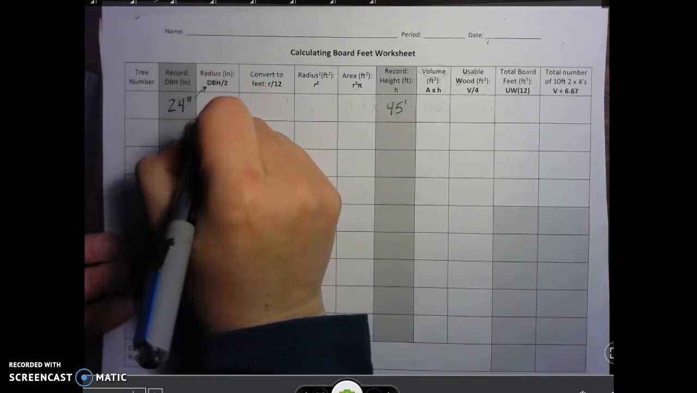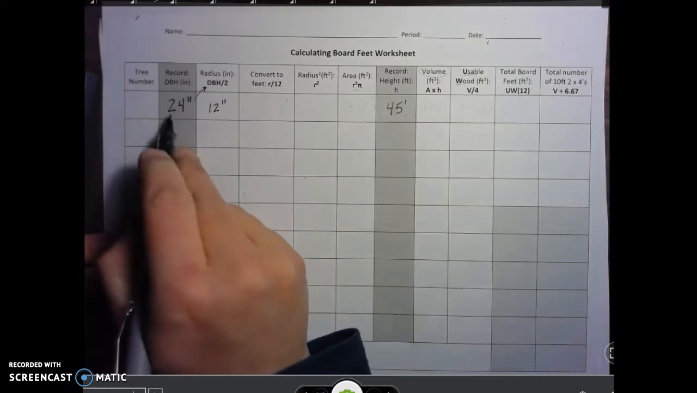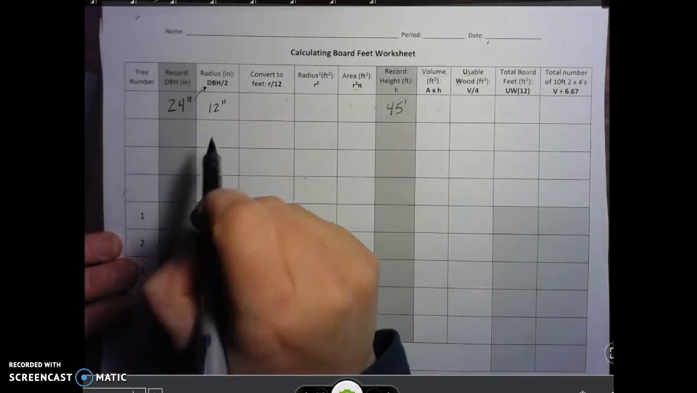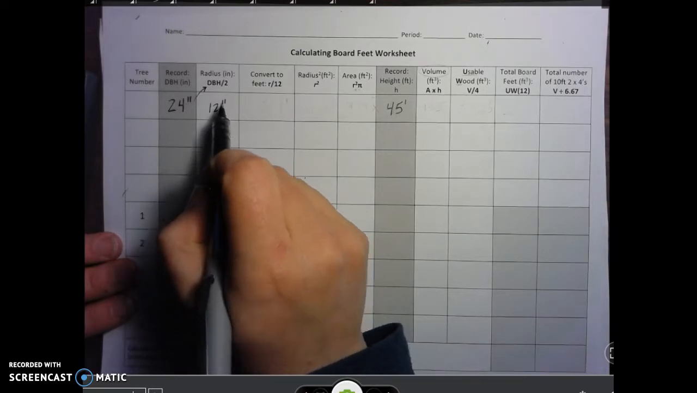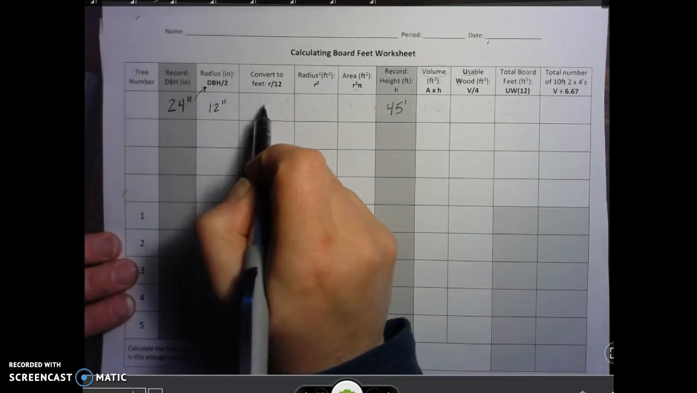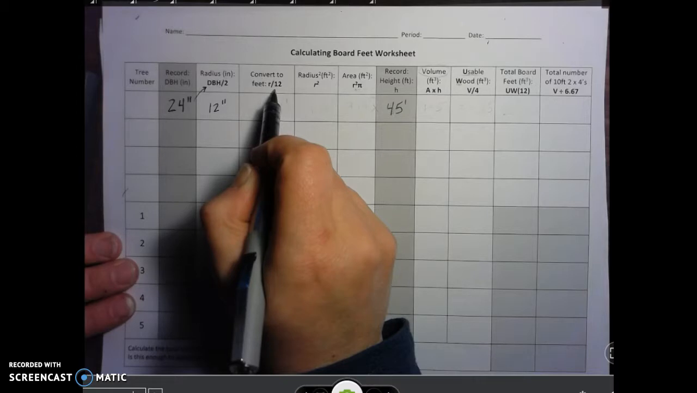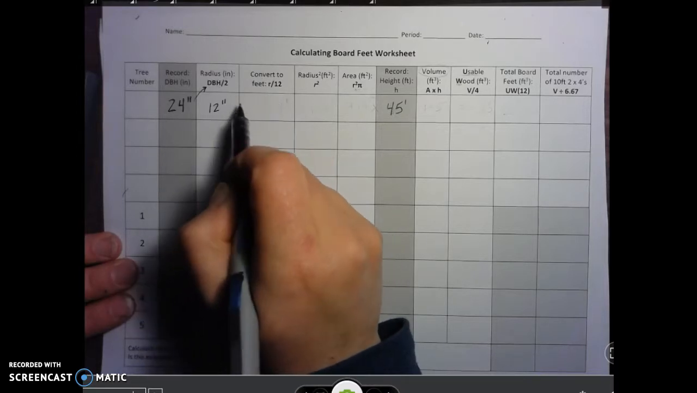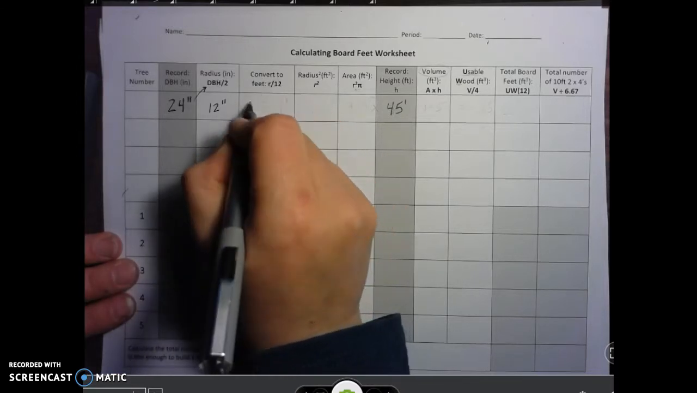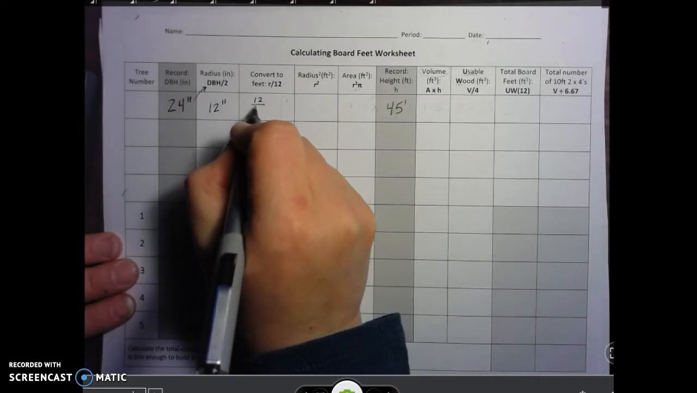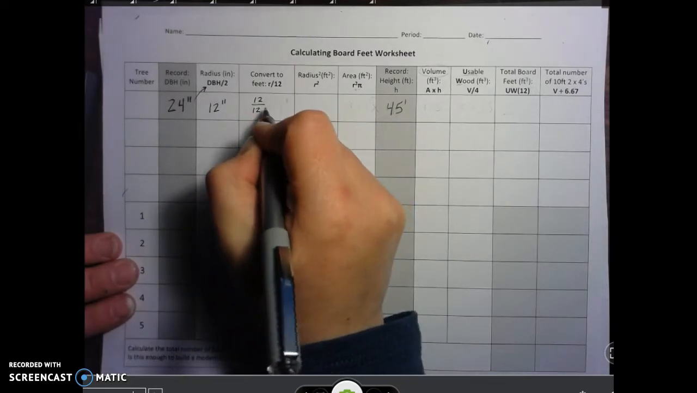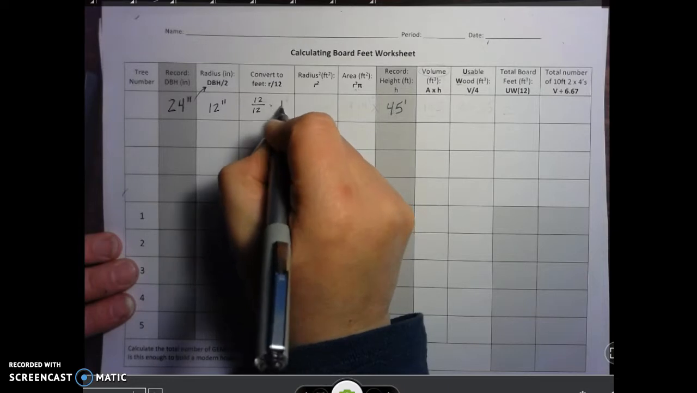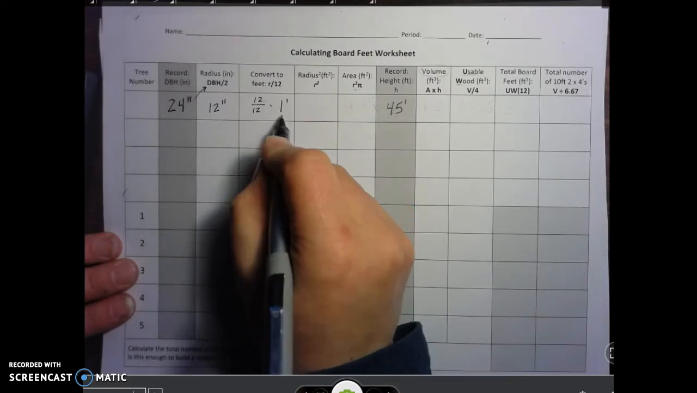So in this instance, we divide 24 by 2, we get 12. We now want to convert from inches to feet, and of course that means we divide by 12 because there are 12 inches for every 1 foot. And so if you have 12 divided by 12, it's no big surprise that we end up getting 1 foot, and that's what we have now.